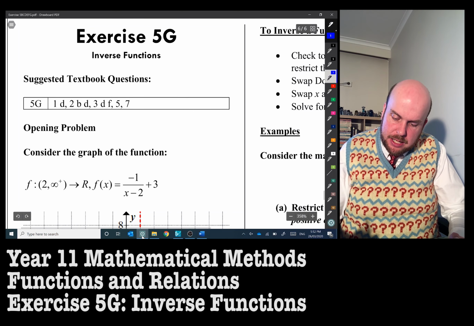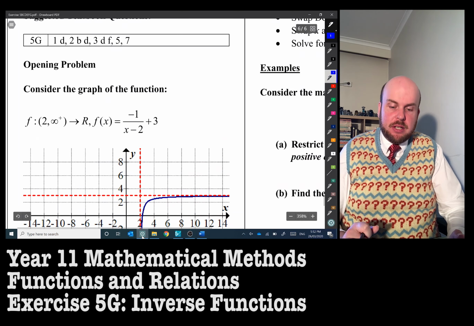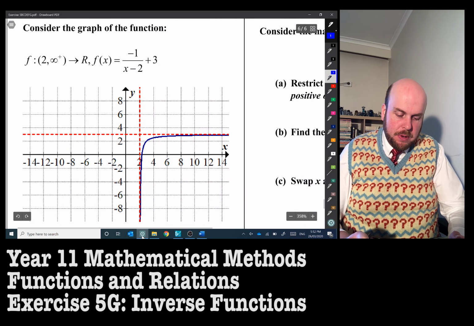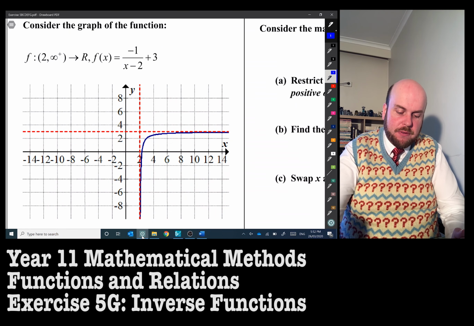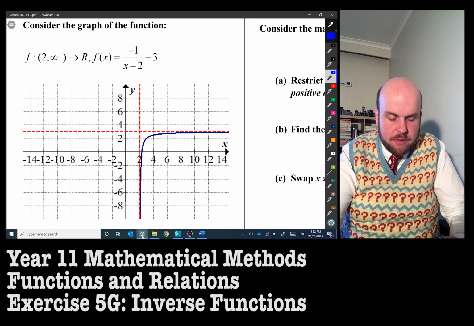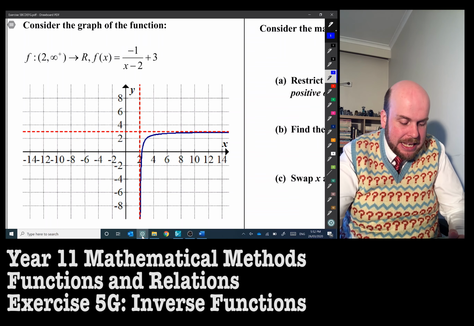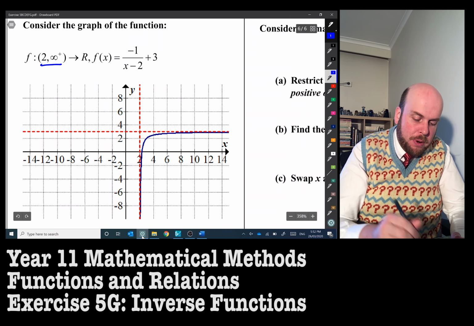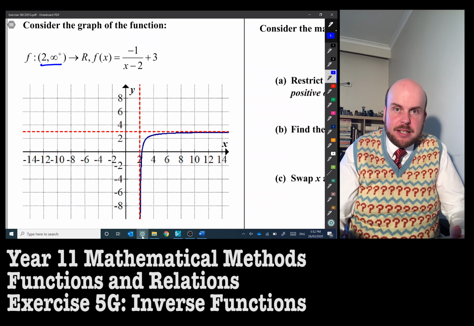So what I've got here is a delightful little opening problem, where I've got the graph of -1 over x minus 2 plus 3. So it's half of a hyperbola. And notice the domain says 2 to positive infinity. So I've just cut it in half.